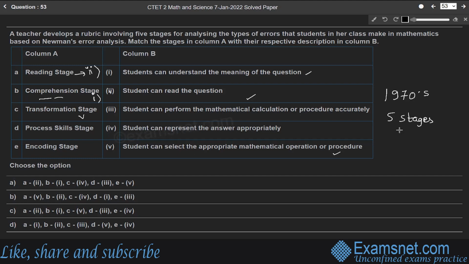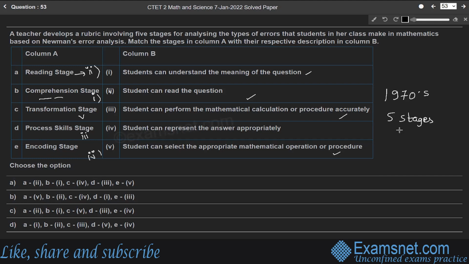Fourth stage is process skills stage. Here, students perform the mathematical calculation and procedure accurately. So, which is third one, right? So, D is third one. And the fifth is encoding stage. Encoding stage means student can represent the answer appropriately. Therefore, it is fourth one. Therefore, the correct option is second, first, fifth, third, and fourth.